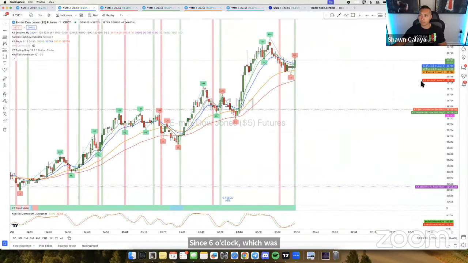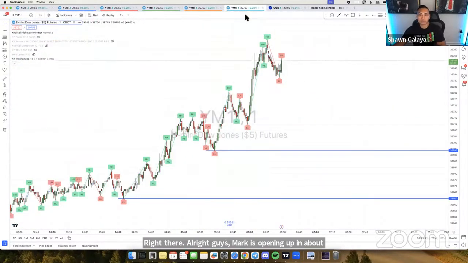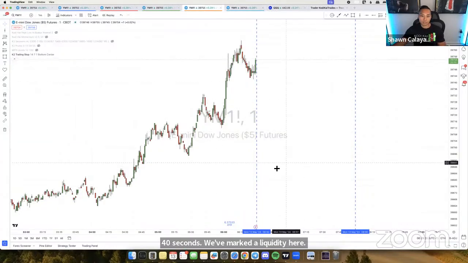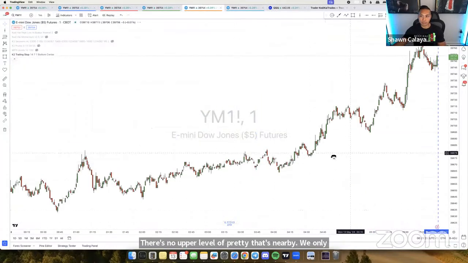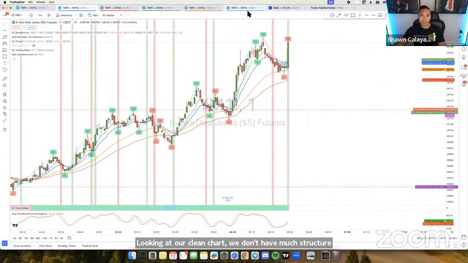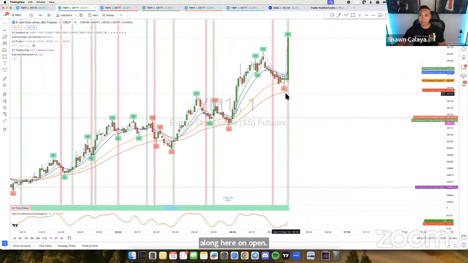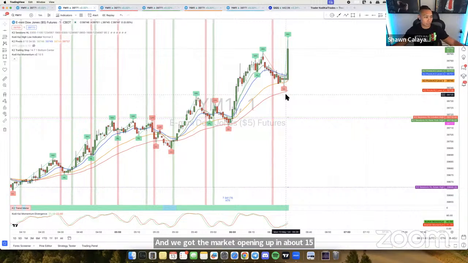All right, guys, market is opening up in about 40 seconds. We've marked up liquidity here. There's no upper level liquidity that's nearby. We only have this lower level right here. Looking at our clean chart, we don't have much structure that's nearby either. So we'll mark that up as price moves along here on open. Looking at the ATR right now, it's currently at 6, so it's about normal for pre-market. Price is starting to pick up and move right here. And we got the market opening up in about 15 seconds. So we'll see what happens here when the market opens.